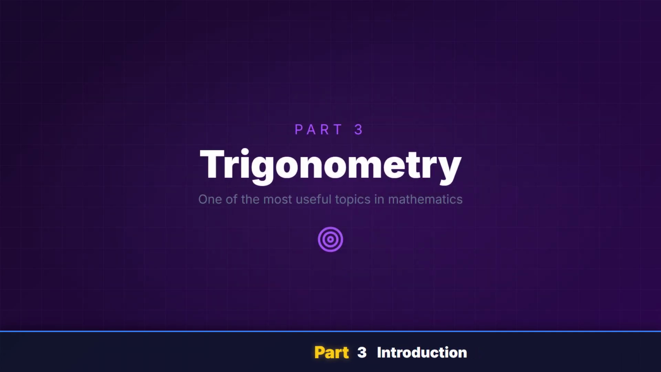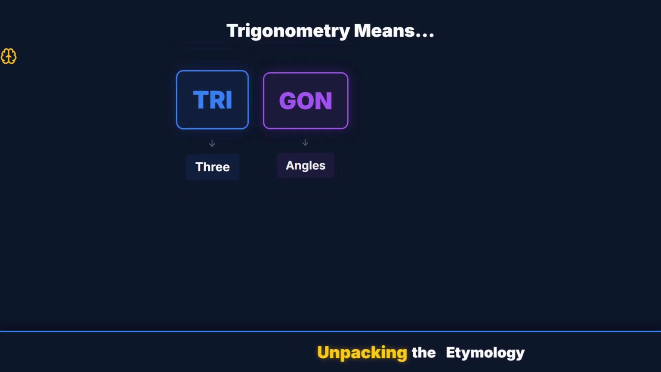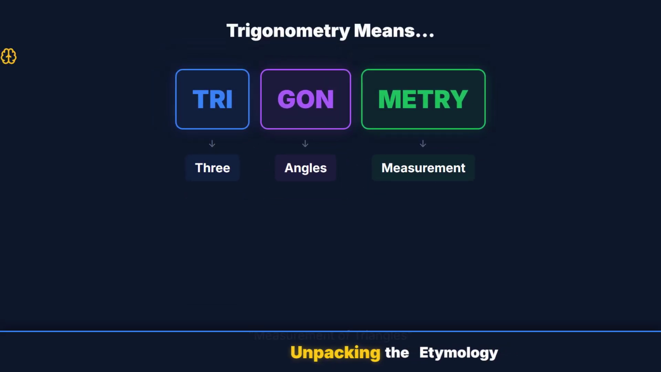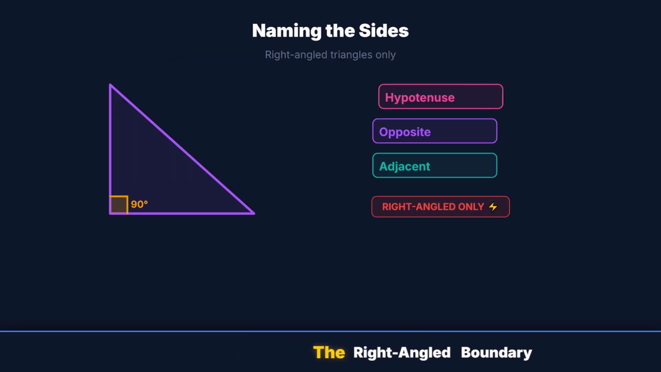Part 3, Trigonometry. Now we come to one of the most useful topics in mathematics. Trigonometry. The word trigonometry comes from tri equals 3, gon equals angles, metry equals measurement. So it literally means measurement of triangles. Like Pythagoras, basic trigonometry only works with right-angled triangles.